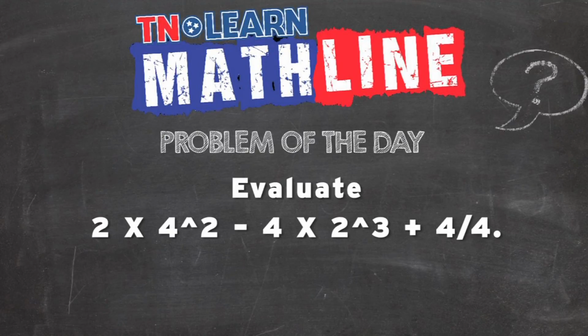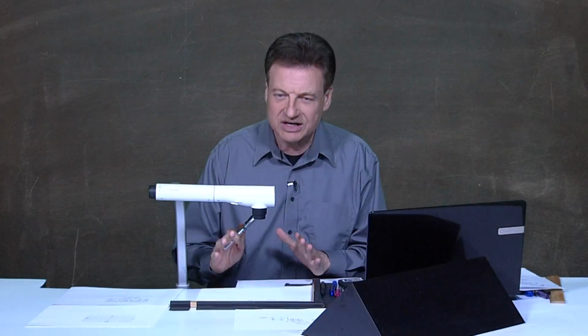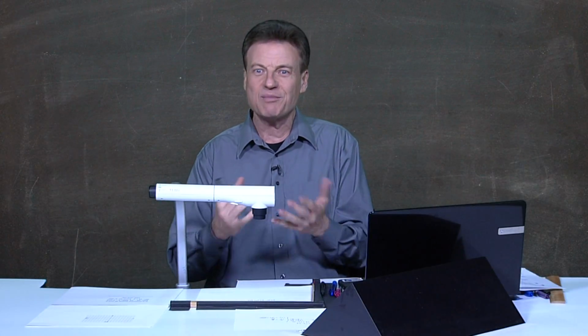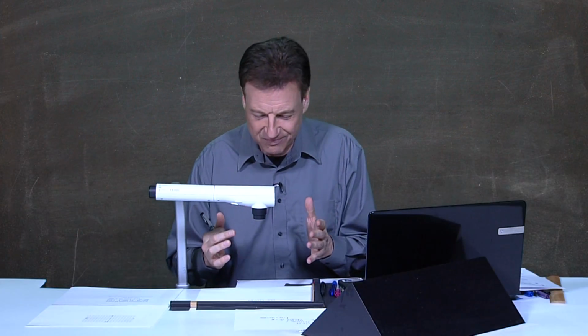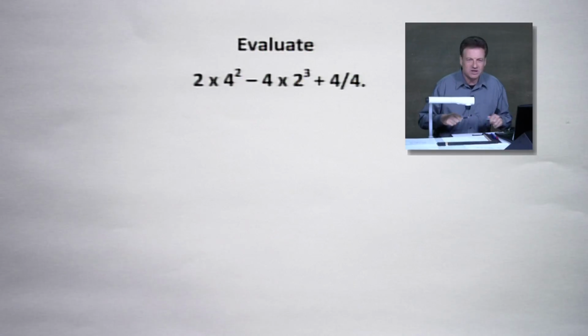2 times, we're going to evaluate, by the way, we're going to say 2 times 4 to the second power, or 4 squared, minus 4 times 2 to the third power, that's what those little exponent marks are there, folks, plus 4 divided by 4. Wow, lots of symbolism there. And the evaluate simply means let's calculate what these things all come out to equal in the nice ending, all right? So let's take a look at this, and we're going to go through it.